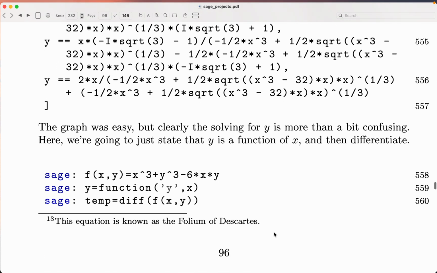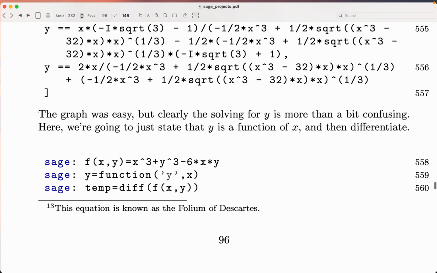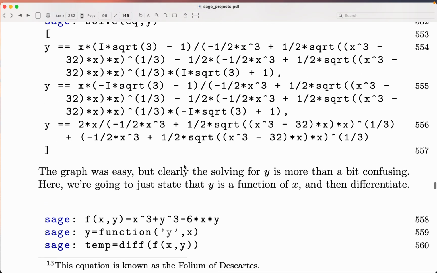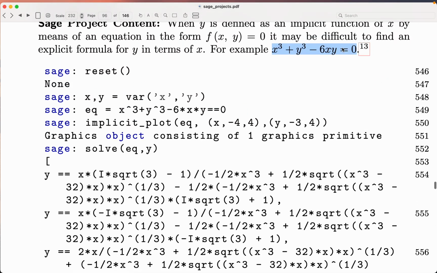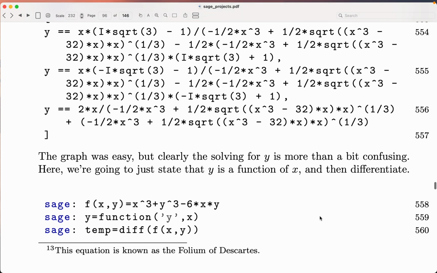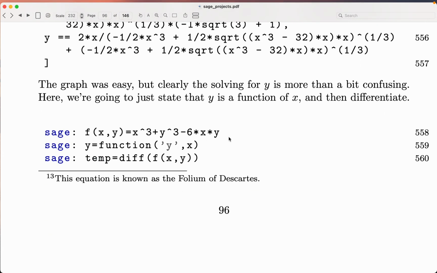Another thing you can do in Sage is define a function not of one variable, but of two variables. You could describe this as a function of two letters, x and y, and that's all I'm doing here. Then I could say y is a function of x, and differentiate it. What is this all about? Your ability to do implicit differentiation.